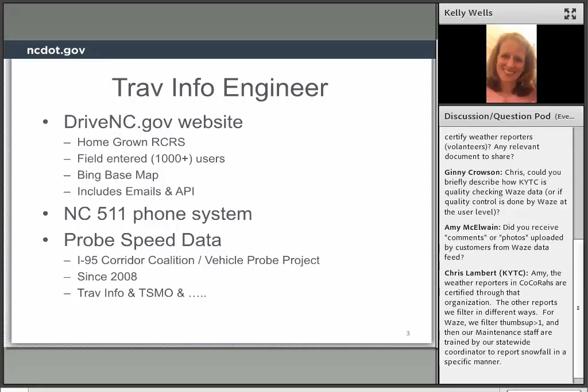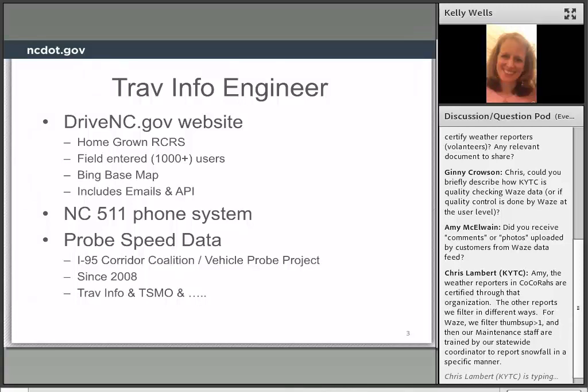We manage the NC511 phone system, which is a little bit unique here because we actually use live operators. We switched a few years ago from an IVR to a system where the inmates at the women's prison in South Raleigh are trained to use our website, and then they answer 511 phone calls. So it's still a big part of how we do business. We get about 100 calls a day, so it's still something that we use. It certainly spikes during events like Matthew and Florence.